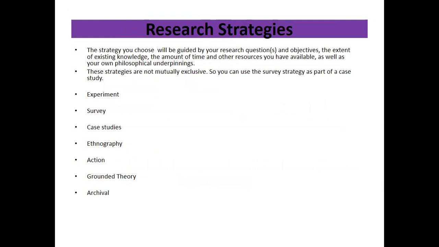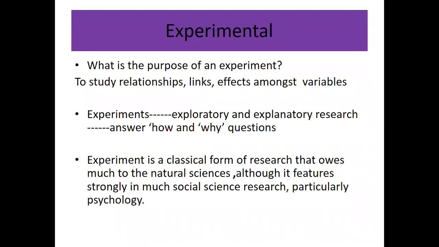Then we'll look at the research strategies: experiments, survey, case studies, ethnography, action, and then grounded theory and archival briefly. So experiments, usually these are to study relationships, links, effects among variables. Okay, so you can do experiments, whether with exploratory, explanatory, for instance. You can use both, or you can call them both.